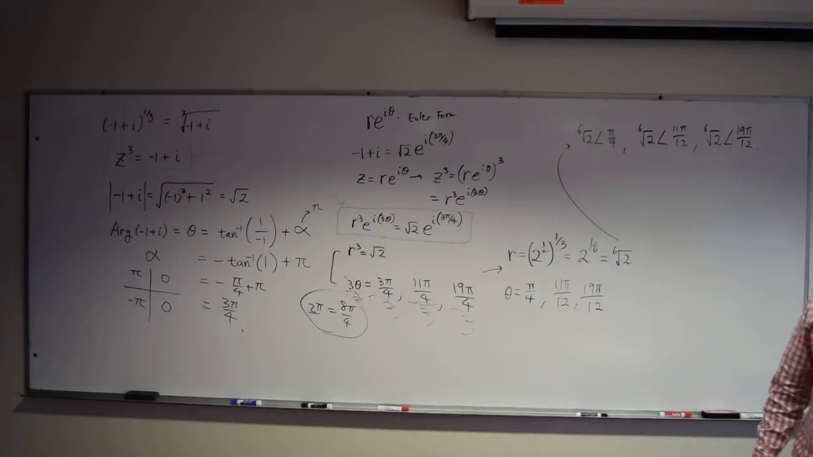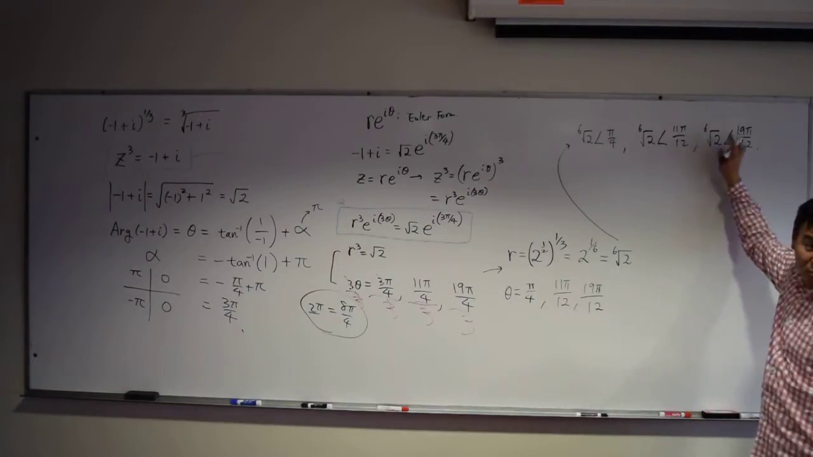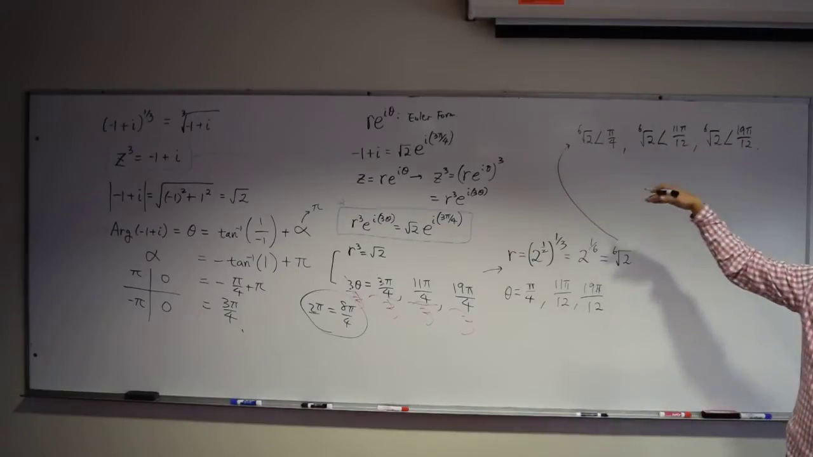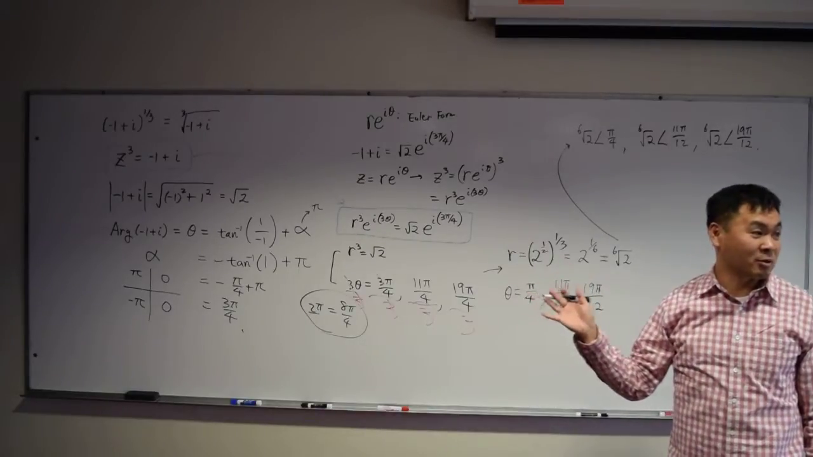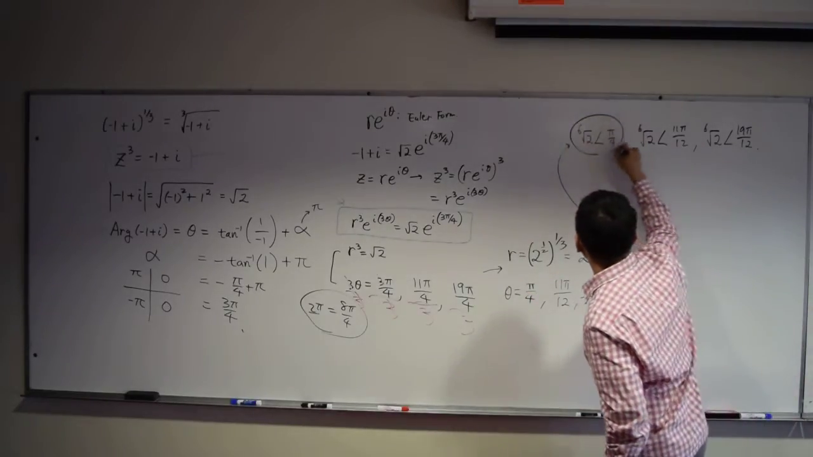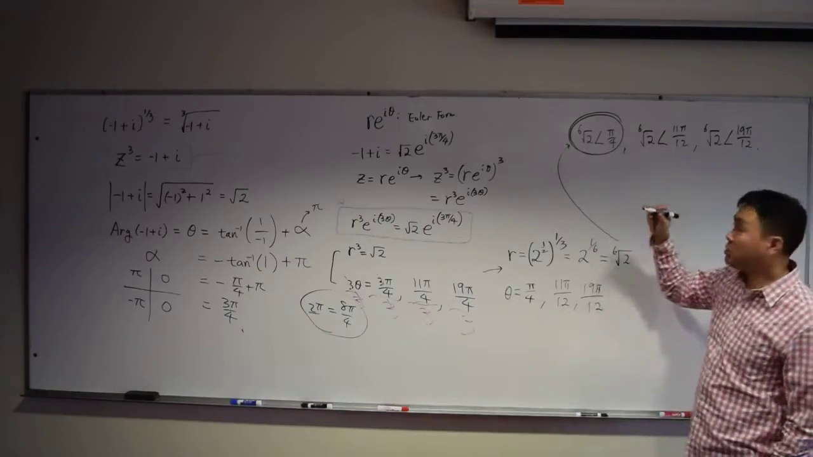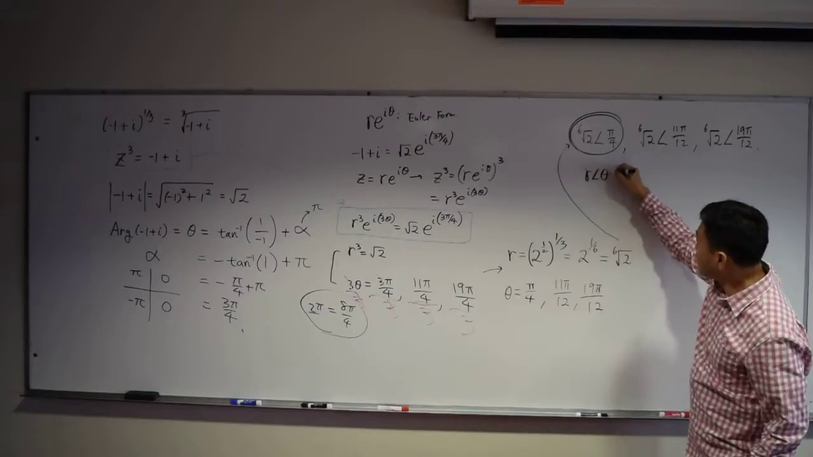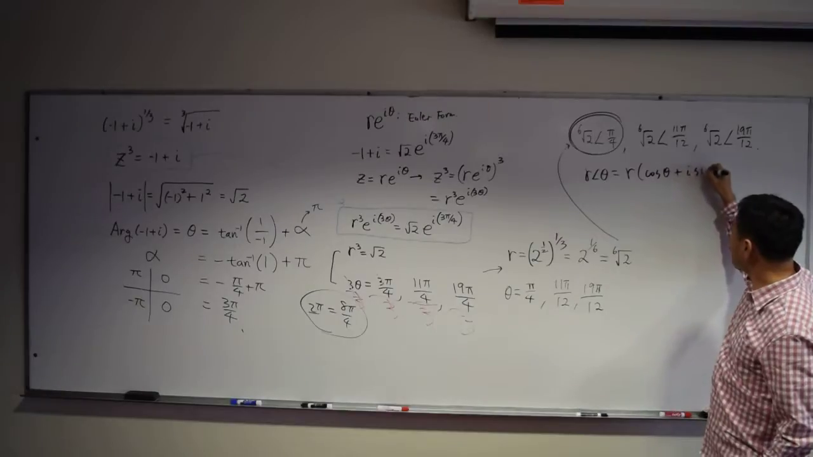Now the question I have in this paper says, in addition, write one of the answers in rectangular form. Now these I don't know how to write in rectangular form because they're not special angles. I only know the sines and cosines of the pi over 4 family, pi over 6 family, and pi over 3 family, right? So I know that this is the only one we can write in rectangular form. So let's try that. What's the formula for writing a polar form in rectangular? If you have r angle theta, that's the same as r times cosine theta plus i sine theta.